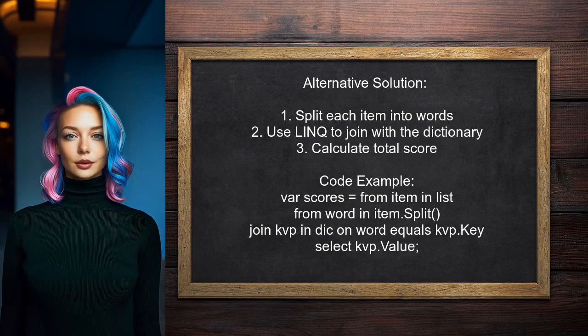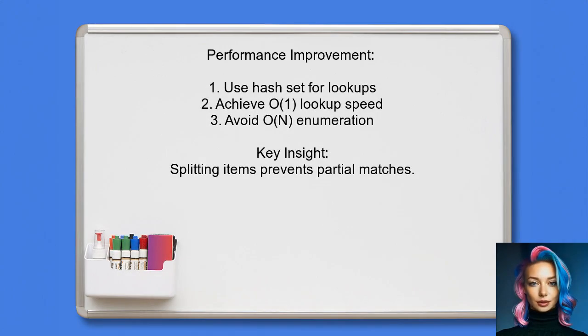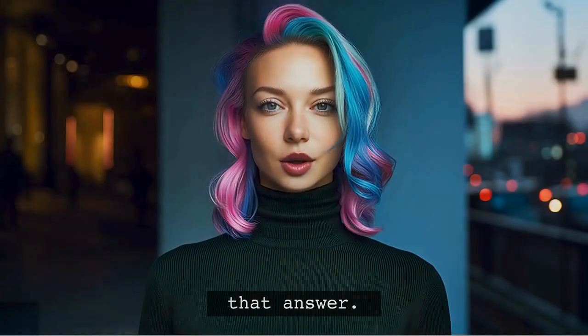An alternative solution provided by a user suggests using LINQ for a more efficient approach. They recommend splitting each string in the list into words and then joining it with the dictionary to match keys. This method ensures that only whole words are considered, avoiding partial matches. This approach improves performance by utilizing a hash set for lookups, resulting in constant time complexity instead of linear time. This makes the solution faster and more efficient. That's it for that answer.